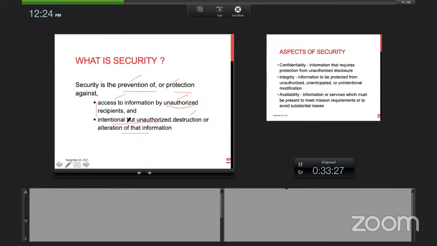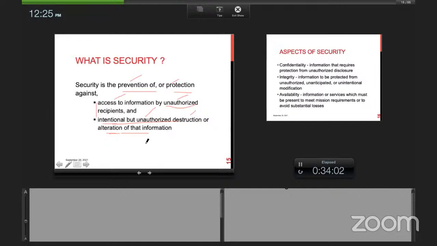So intentional means, if I am a malicious user, then I may try to malign the system by intentionally destroying or altering some information. And I will definitely be an unauthorized person to do that, because if I am the authorized person, then I may not have the intention to destroy or alter some valid information. So this may be considered to be the definition of security.